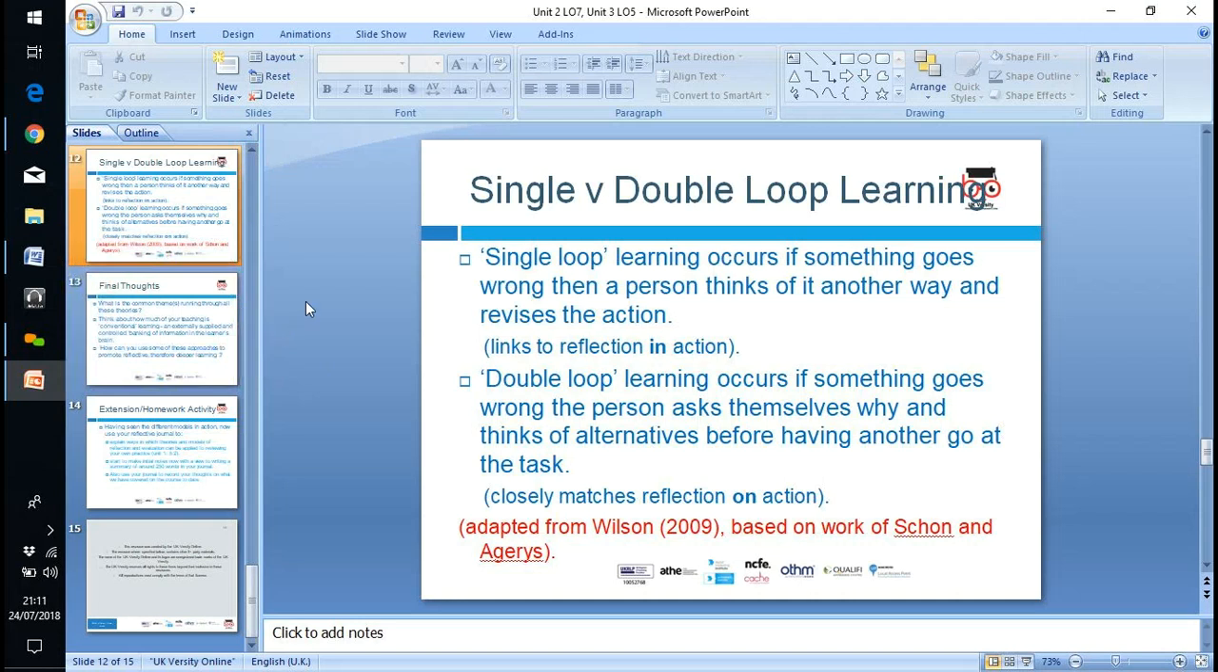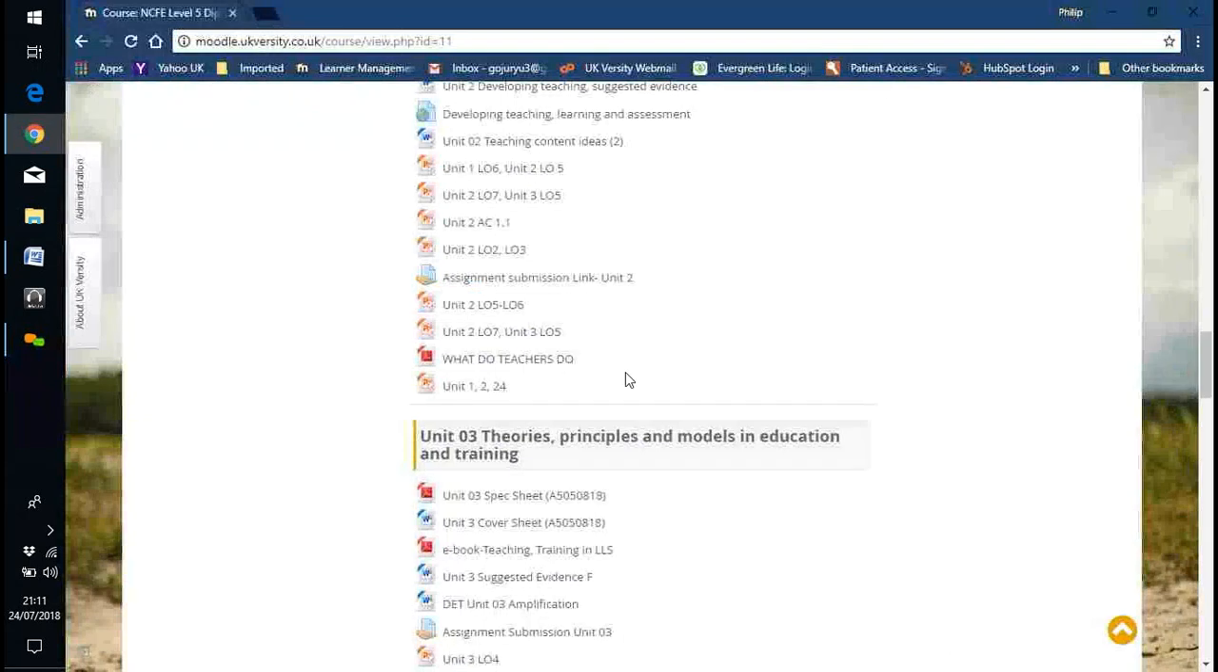So it closely matches reflection on action. Some of these are worth looking at to go through LO5 and LO7, I think it comes on there. LO5 and LO7 on that one. Quite a useful one, that.